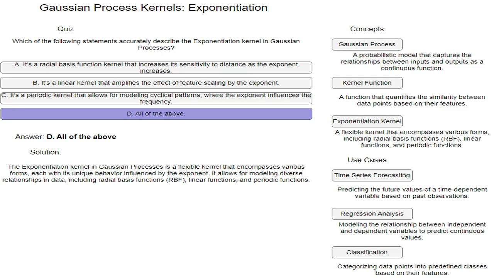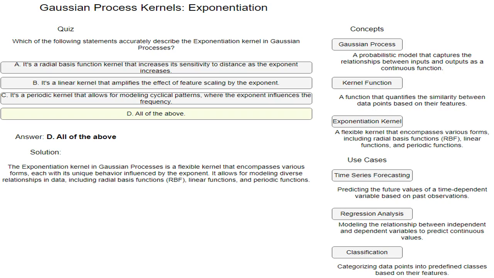Correct. The exponentiation kernel can also model periodic functions. The exponent controls the frequency of the periodic pattern. A higher exponent leads to a higher frequency, resulting in more oscillations within the same range of inputs. Correct. The exponentiation kernel is versatile and can capture all these different types of relationships. It's a powerful tool for modeling various data patterns in Gaussian processes. D. All of the above.